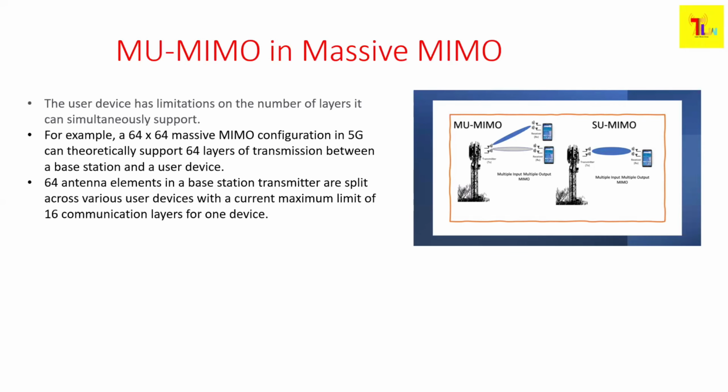What is multi-user MIMO and single-user MIMO, right? As you see, single-user MIMO is where you'll be serving only one particular user. At a given point in time, you'll be serving beam or coverage only to a particular UE, correct? The beam will be served to one particular UE.